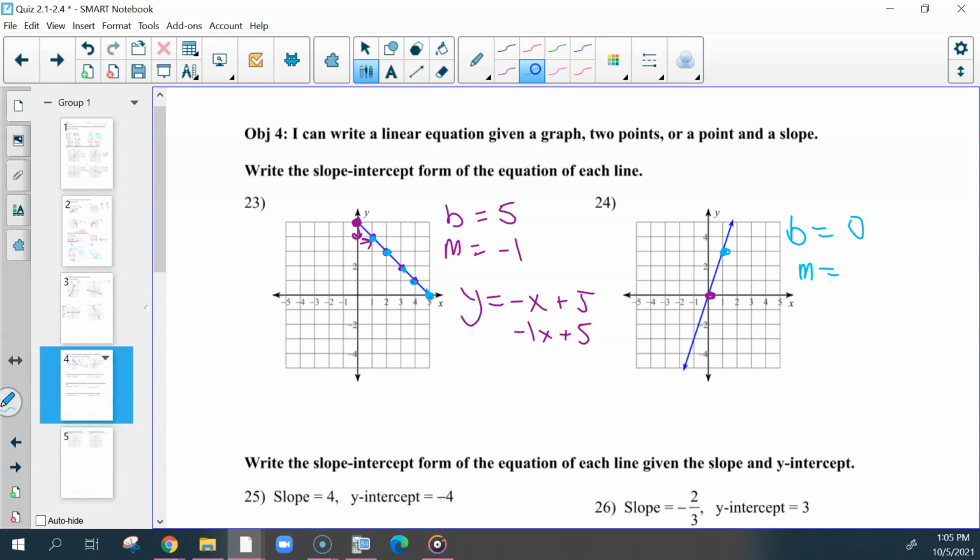Again, find points that cross these grid lines exactly and count. So this would be up 3, to the right 1. So our slope would be a positive 3. You could put y equals 3x, or you could put plus 0, either or. Questions on those two?